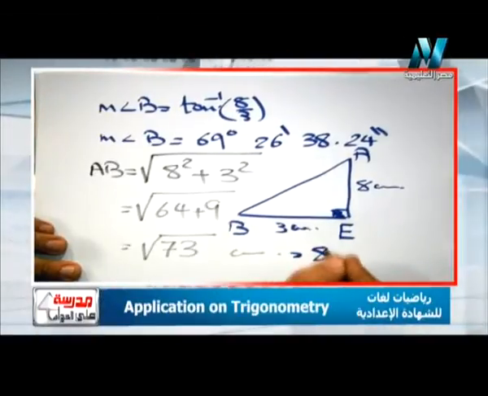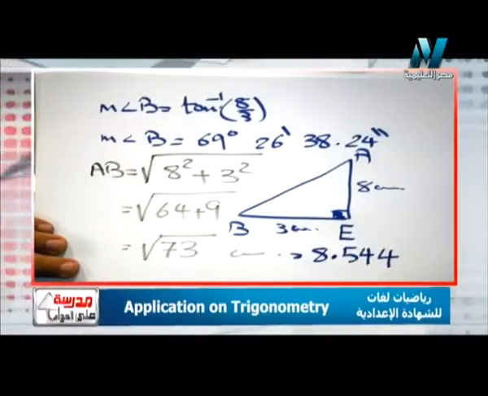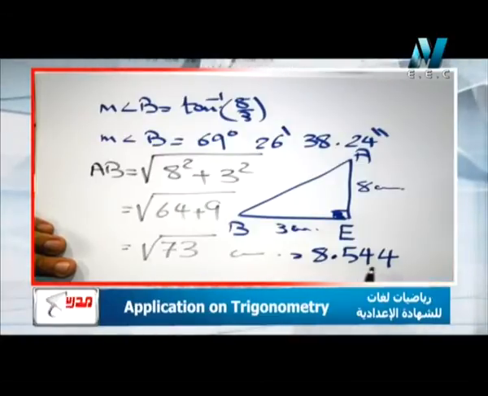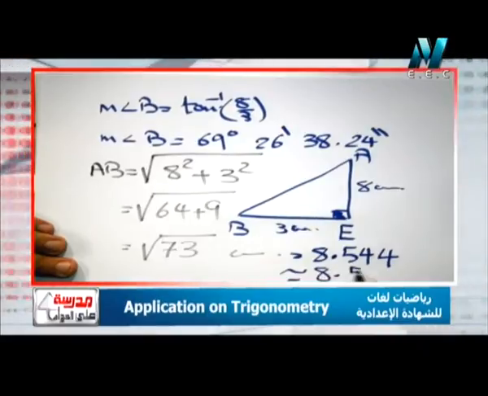They can use calculators to find the square root of 73 and convert it to decimals. It's not a hard way. So the answer equals 8.544. But the question asks for the length to one decimal number, so the answer is approximately 8.5.